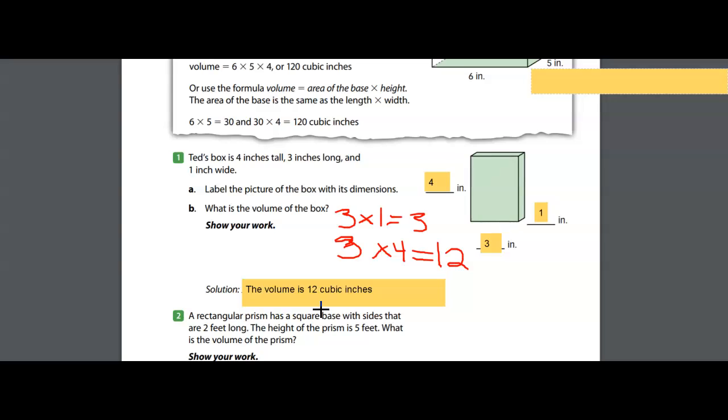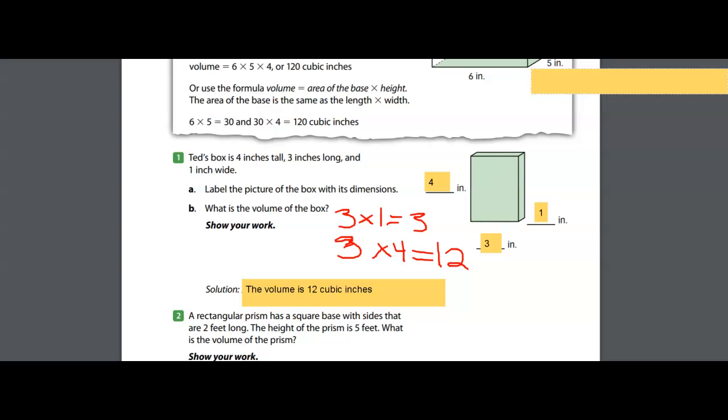How do we get that? We used our formula, length times width times height. Now I found the area of my base, 3 times 1, which is my length times my width, and I found that product to be 3. Then I took that product, 3, the area of my base, and I multiplied it by the height, 4. 3 times 4 will give me 12. And again, you always put your unit of measurement at the end. So you're not just putting numbers, you're putting 12 cubic inches.